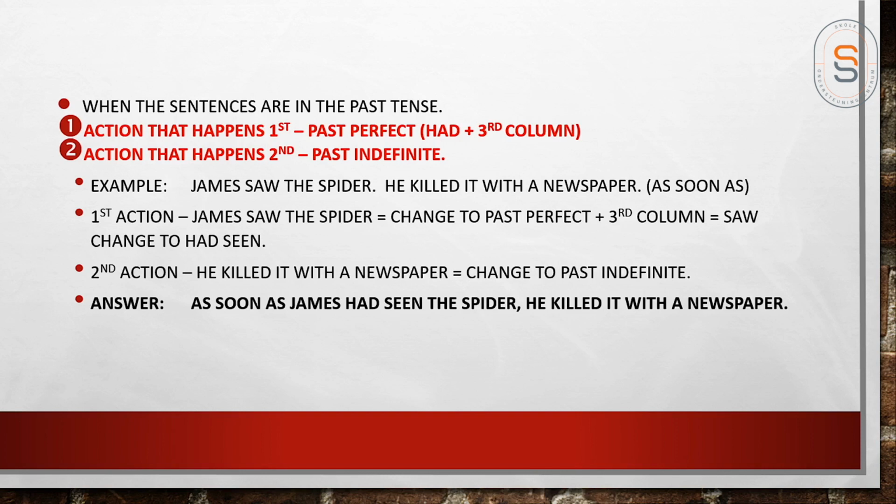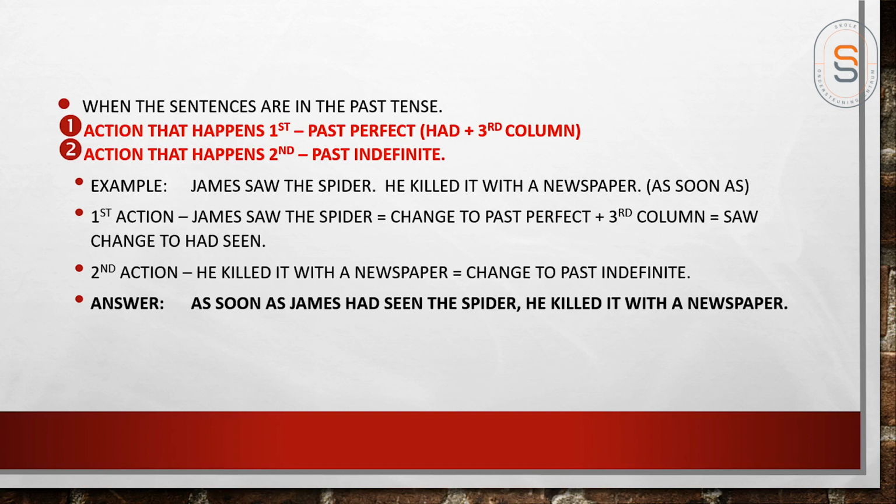Now, according to our lesson in the previous day, past perfect always uses had, whether it's singular or plural. So the rule says the action that happens first must be in the past perfect plus the third column. So it's had plus the third column. Your action that happens second must be written in the past indefinite. Now your example here, James saw the spider. He killed it with a newspaper.